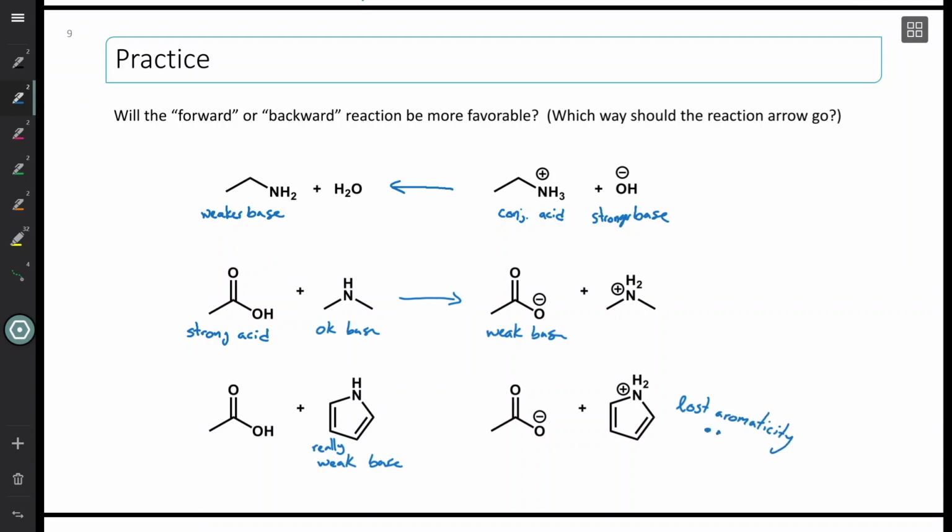Right, so this is really unhappy. So actually now this, even though it's a weak base, basically in this reaction, it is now the strongest base. It's certainly more basic than the pyrrole. So this actually goes back this way. The carboxylic acids, they're good acids, but they're not strong enough to deprotonate a pyrrole.